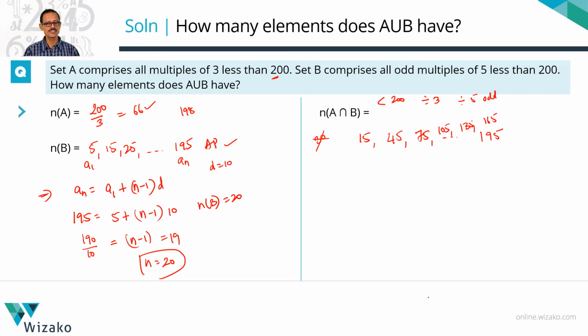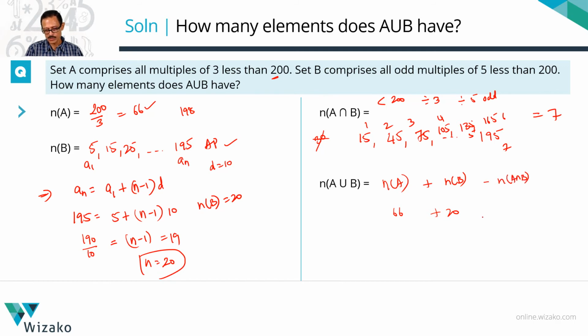Listing them down really became easy because we'll have to just keep adding 30 to the previous number to get the next one. So how many numbers are there in A intersection B? 1, 2, 3, 4, 5, 6, 7. There are 7 such numbers. So n of A intersection B is equal to 7. That leaves us the step of computing n of A union B, which is n of A, which is equal to 66, plus n of B, that is equal to 20, minus n of A intersection B, which is equal to 7. 66 plus 20, 86 minus 7 is equal to 79.